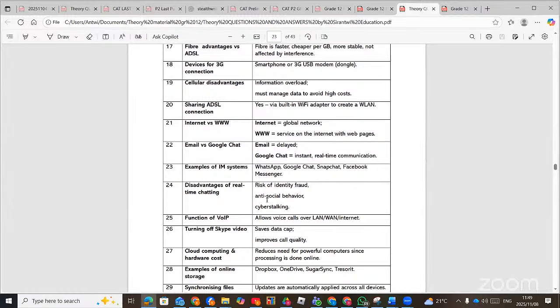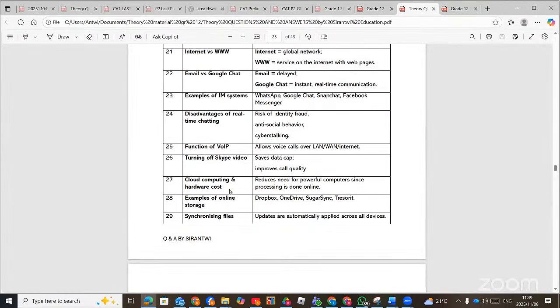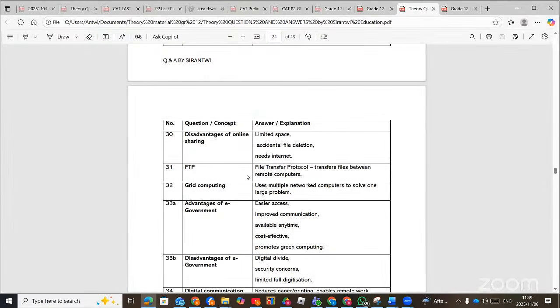Disadvantages of instant messaging: antisocial behavior, cyber stalking, and others. Functions of VoIP, and then online storage synchronization. FTP, like I said, is not examinable anymore, so don't consider that. That's why I took it out.